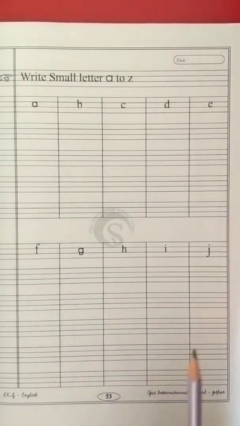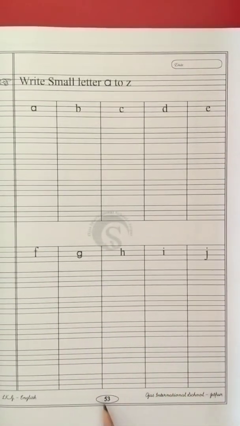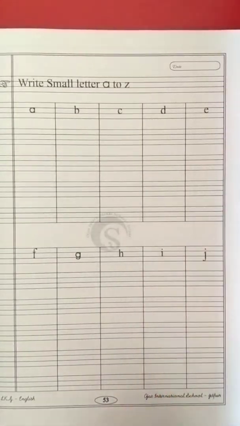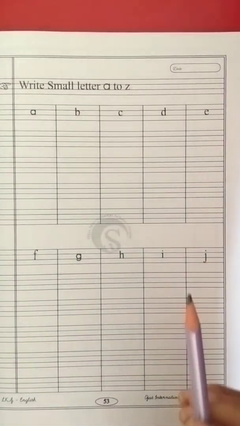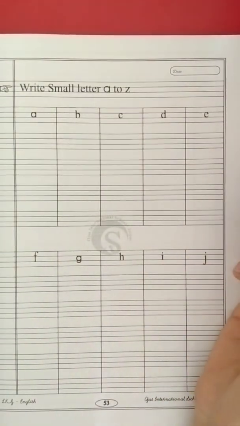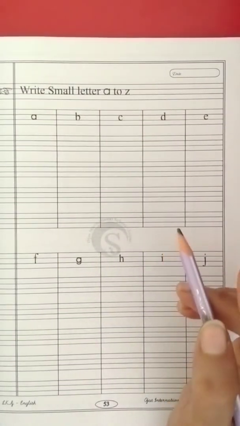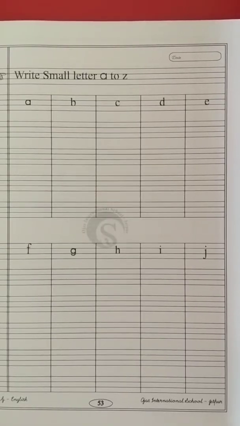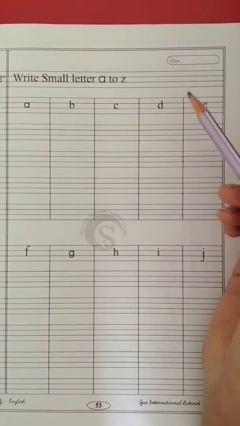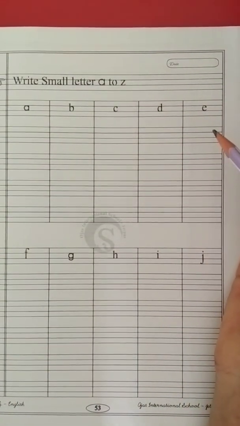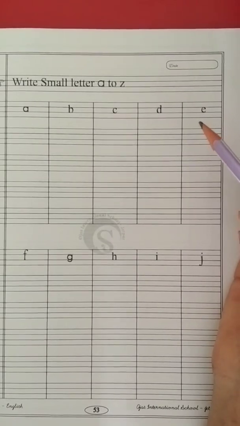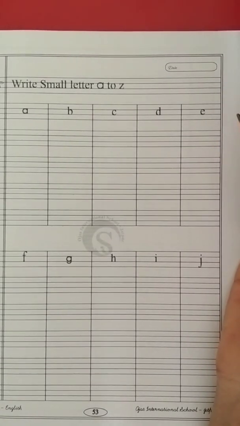See children, here in our English Same 2 book on page number 53, small alphabet are given. We have to write here. Children, let's write with me, but how to write? Speak and write. Children, we have learned phonic sound also, right? So whenever you write alphabet, you have to speak the sound of that alphabet, okay? Now let's write with me.